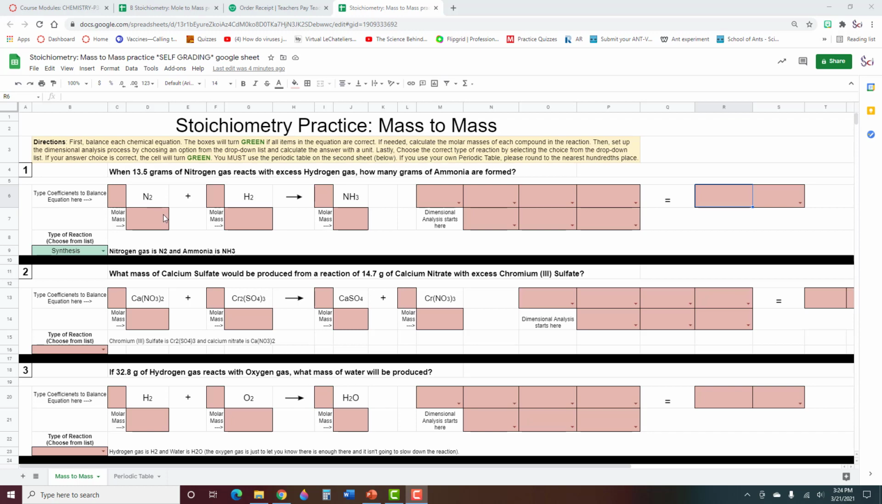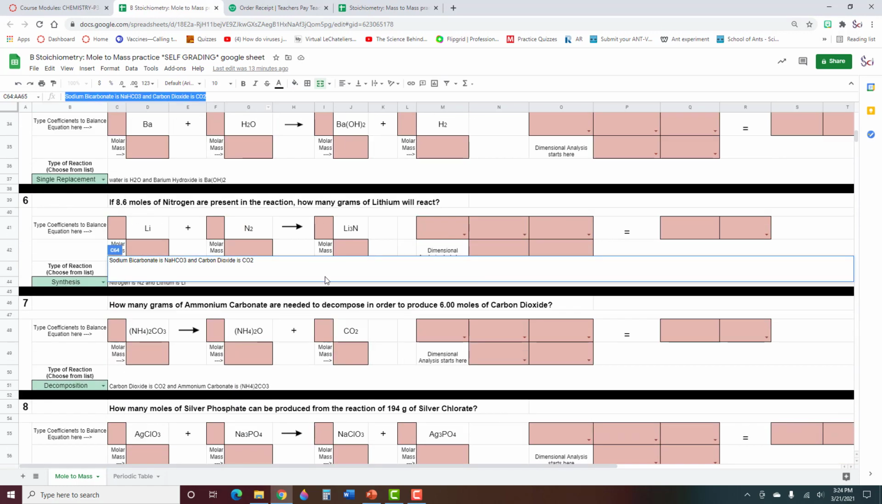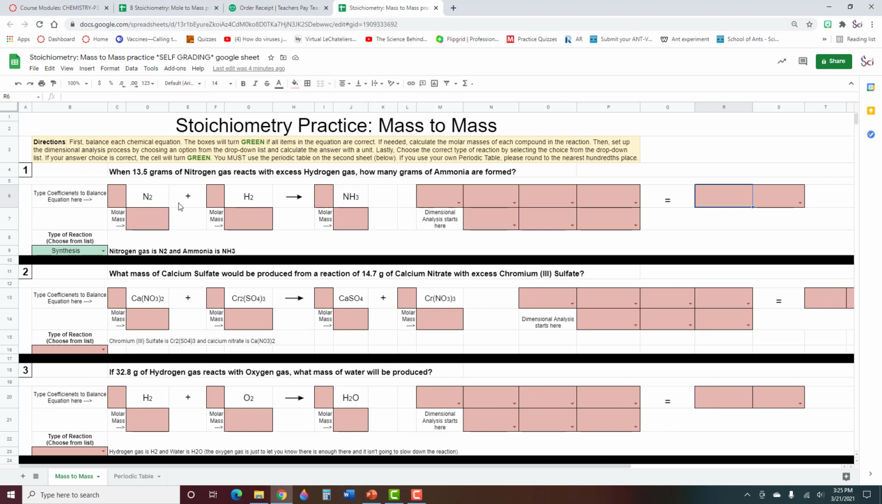So if you don't want to have to solve for those again, you could go to your Google Drive and find this worksheet, the one that says B stoichiometry mole to mass practice. You would go to your Google Drive, drive.google.com, and you would search for that, and you'll find that in your Google Drive with the answers, and then you could just copy them over instead of solving them again.